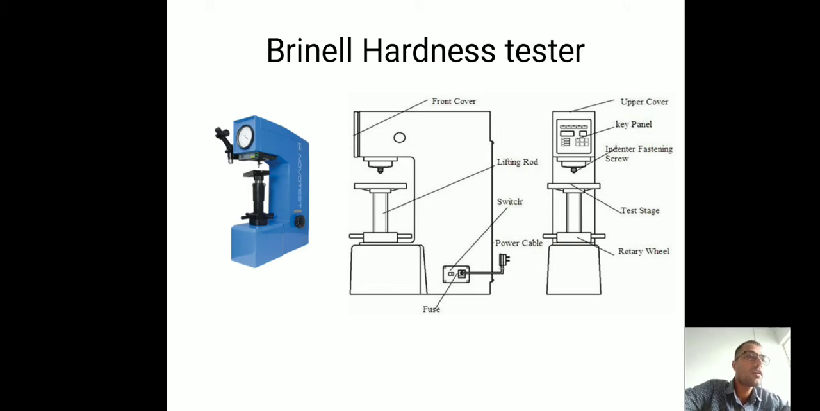So if your test specimen is soft, then the indenter moves more inside the specimen. If the specimen material is hard, then the indenter moves less inside the specimen, and according to that the hardness value will be displayed on the key panel. Clear, guys?